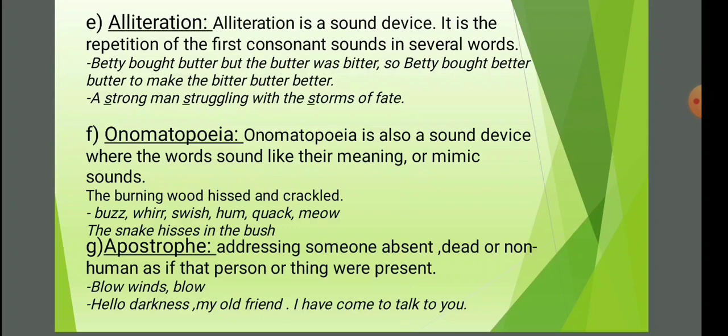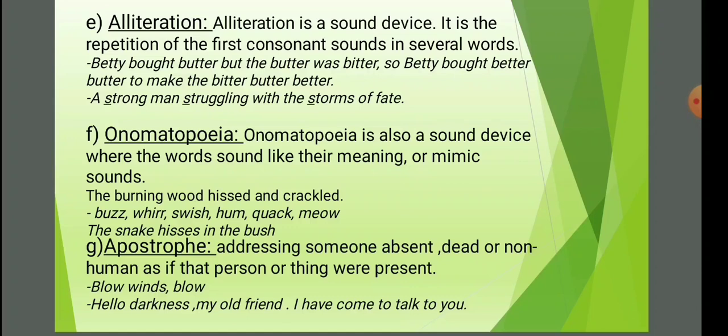The burning wood hissed and crackled. This is example of onomatopoeia, means sound of the burning wood. Hissed, crackled means you can feel that. Buzz, whir, swish, hum, quack, meow. These are examples of onomatopoeia. The snake hisses in the bush. Again, the hisses. The snake hisses. It is onomatopoeia. You can feel the sound of snake.